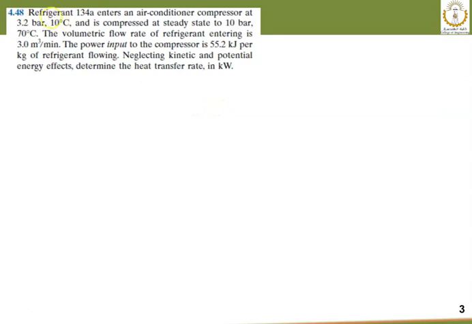Okay. The second question here is 4.48. Here we have refrigerant 134A entering an air conditioner compressor. So for the compressor, we use this symbol. This is the inlet 1, and here the outlet 2, and again this is W dot. We need power to operate the compressor.